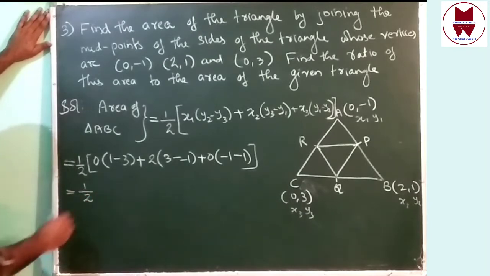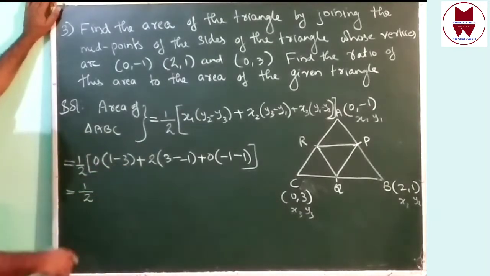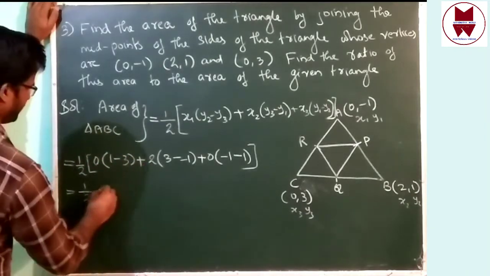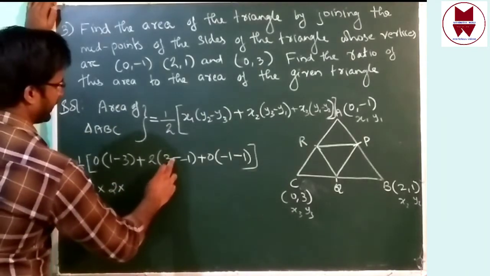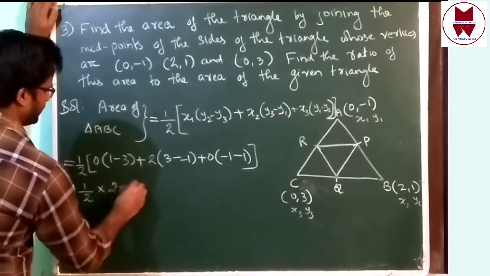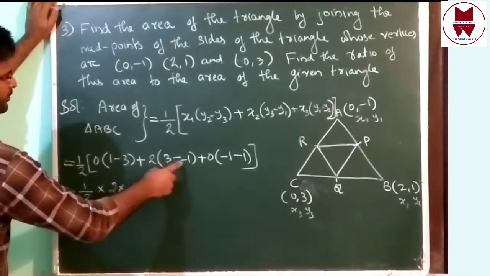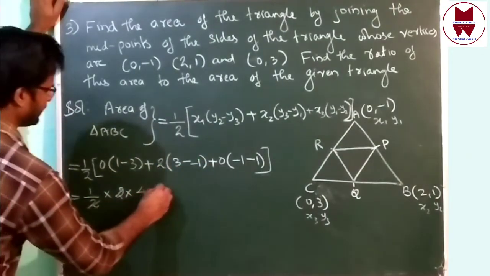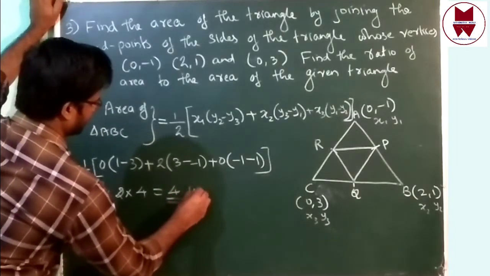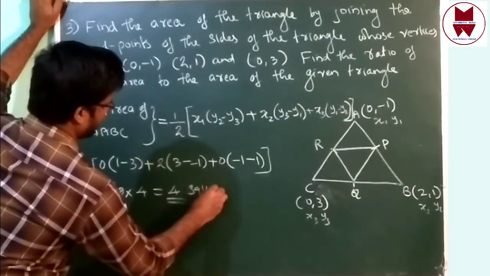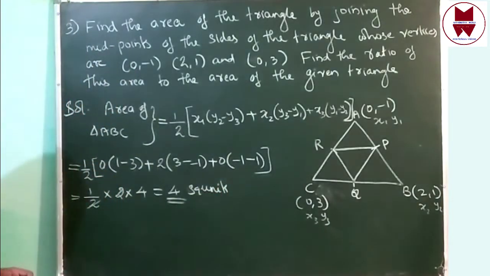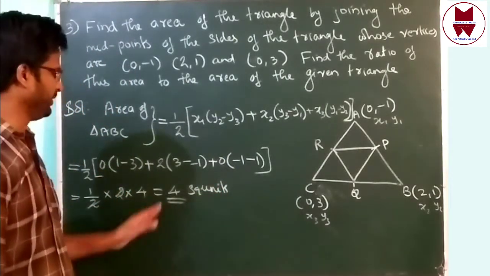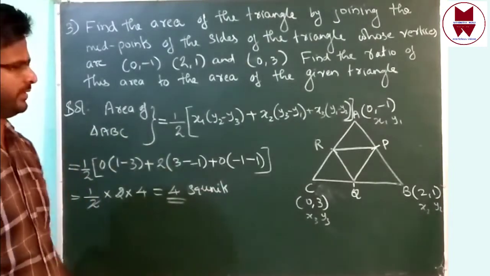1 by 2, 0 into this term will be 0, first term will be 0, then the remaining 2 into 3 minus minus 1, that is 4, 3 plus 1. Then 2 and 2 cancel, we get 4. We got the answer. Area of triangle ABC is 4 square units, isn't it?